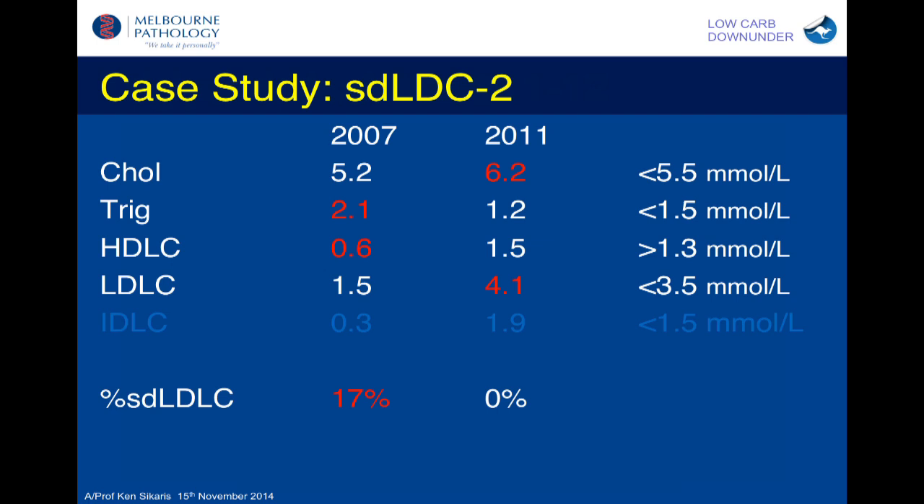Here's another patient. Cholesterol 5.2, LDL 1.5. The doctor said, oh, that's fantastic, you don't need a statin, you're perfectly okay. The triglycerides were 2.1. Even though they've got a low level of LDL, 17% of it is in the small dense form. So they go onto a low carb, high fat diet and the cholesterol increases and the LDL increases and really freaks the doctors out and everyone, but their small dense LDL has disappeared. And that is the literal bottom line in terms of this patient's cardiovascular risk.